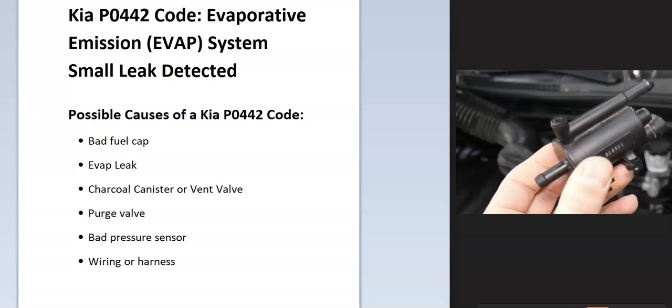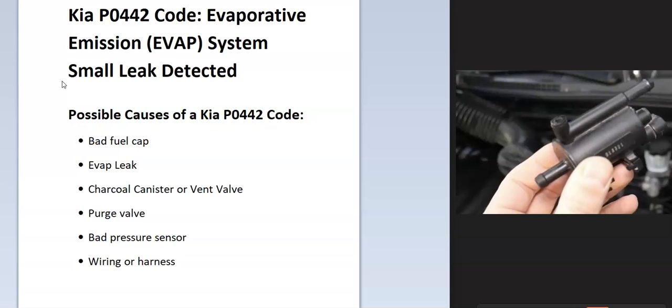Well, the EVAP system was created in modern cars to help contain all the gas vapors inside the gas tank so they don't escape into the atmosphere. They get sent back to the engine and get burnt off. And the onboard computer's seeing a problem with this, so you have to troubleshoot to know why. Some of the possible causes could be a bad fuel cap, an EVAP leak, a charcoal canister or vent valve, a purge valve, a bad sensor, and possibly the wiring.